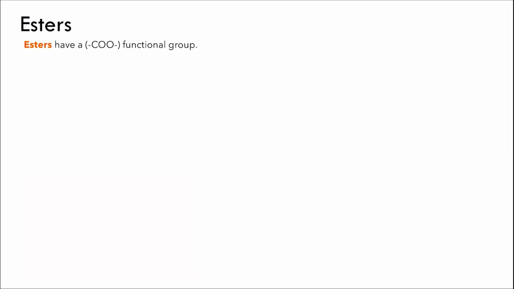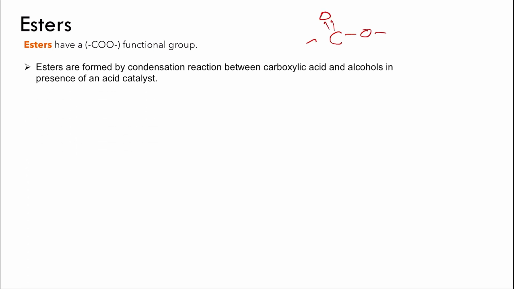Ester is the last series of organic molecule you're going to learn about. Esters have a functional group COO. So it's a carbon with a double bond to oxygen and then another oxygen. Esters are formed by a reaction called condensation reaction between an alcohol and a carboxylic acid.